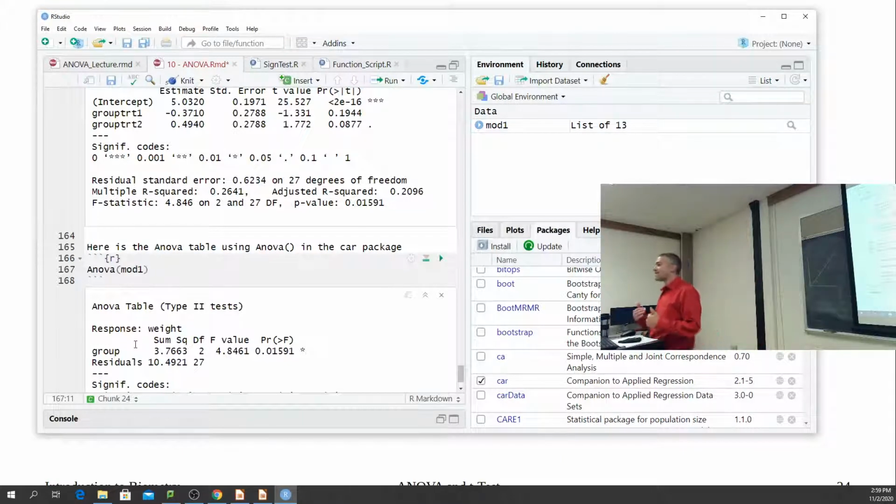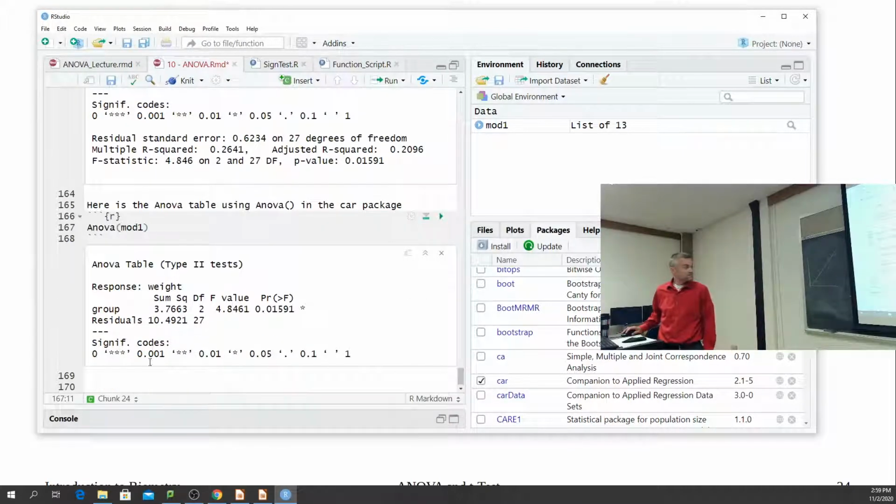Did group have an effect on our weight? Yes, it did. That was our biological question. Did group have an effect on weight? The other side of the question was, were the mean weights equal across the groups? Yes or no? No, they weren't equal.